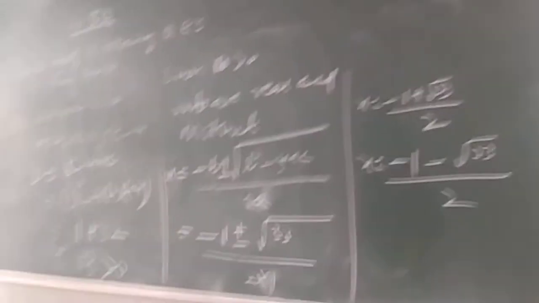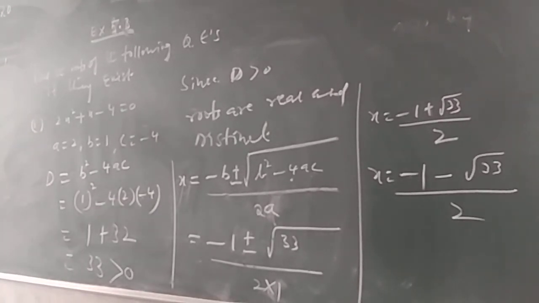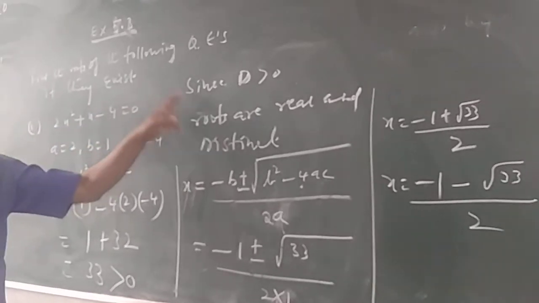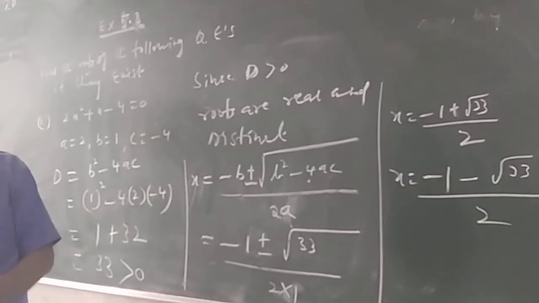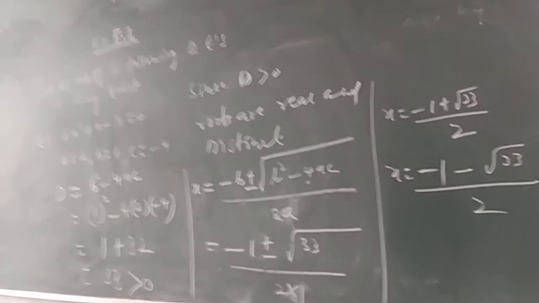Okay, children. Like this, first, to know whether they exist or not, you have to find out the discriminant. Then, if D is greater than 0 or D is equal to 0, the roots exist. Then only can you find out the roots. So, one more problem I will explain. Second bit.